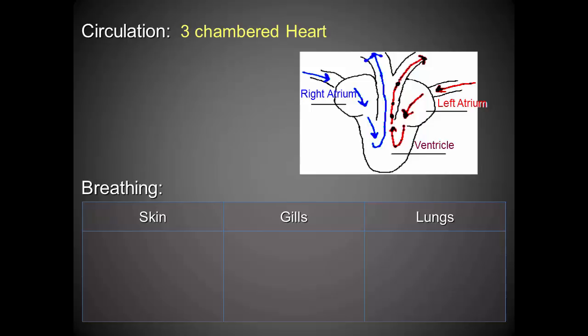As we move on and talk about the other classes, you'll see that other animals, like mammals, how many chambers in our heart? Yeah, we have a 4-chambered heart. So we have no mixing of oxygenated and deoxygenated blood.